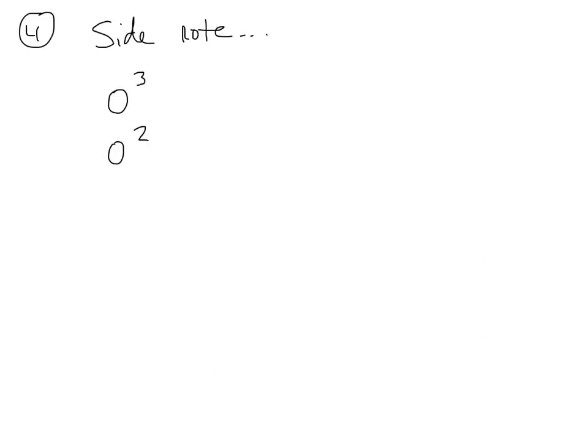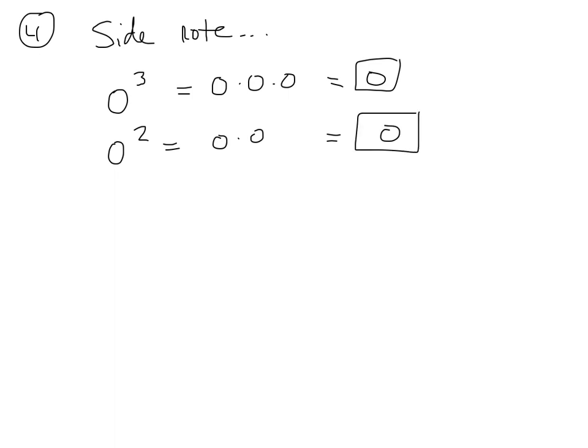All right, real quick, just as a side note, let's talk about 0. When you take 0 to the third power, for example, well, that means 0 times 0 times 0, which of course just equals 0. But also 0 squared, well, that means 0 times 0, that also equals 0. So 0 to any power always equals 0.